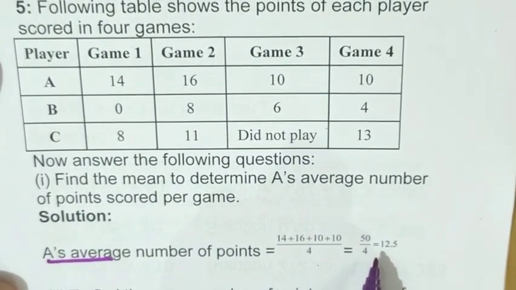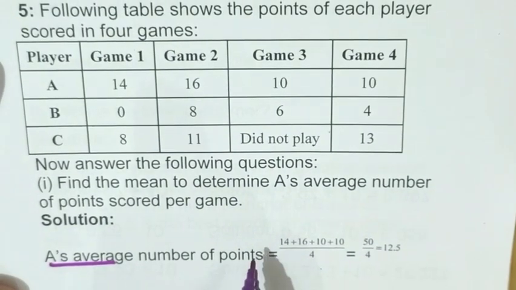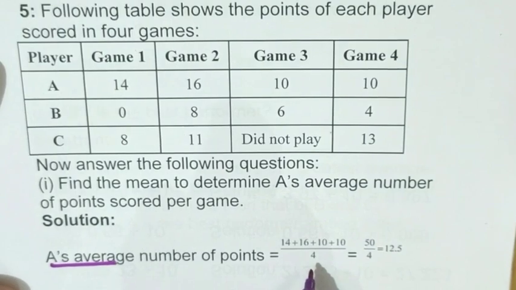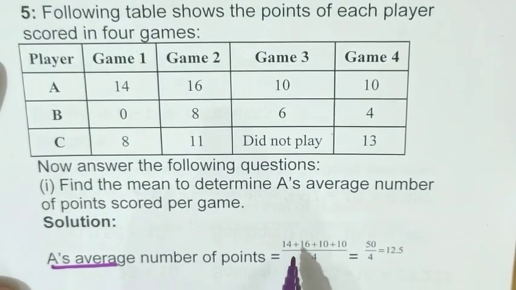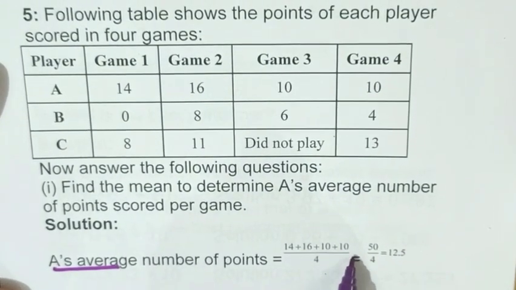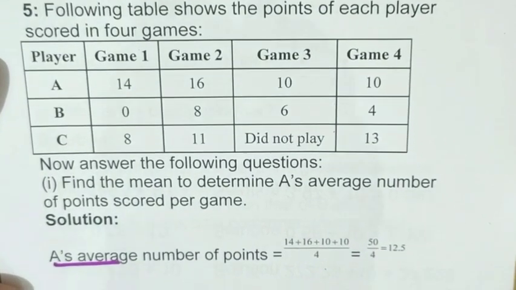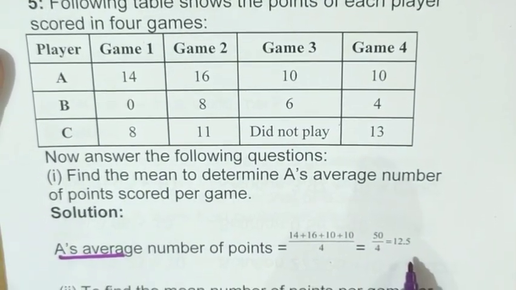I hope you understood now. So what have we calculated here? We have to add all the observations and divide by the number of observations. What is the sum of the observations? 14 plus 16 plus 10 plus 10, divided by 4. So it is equal to 50 by 4, equal to 12.5.